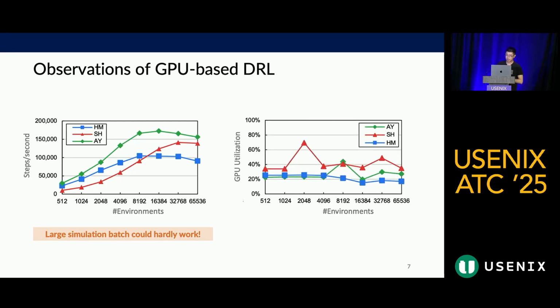And furthermore, when we test GPU utilization versus the number of environments, what we also observe is that even if we increase the batch size, the GPU utilization could still be low, because the simulation could not easily scale up as we typically scale deep learning training or inference.